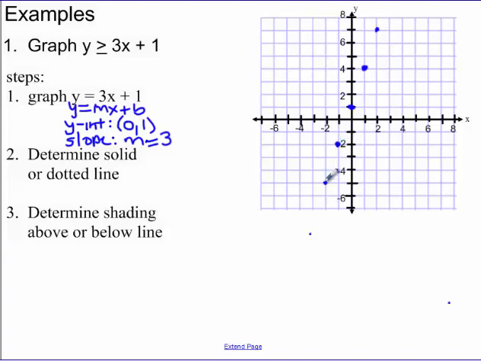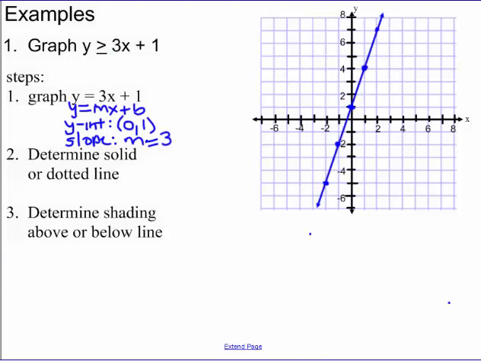Next, we need to determine whether we're going to use a solid line or a dotted line before we draw our line through the points. That's where we go back up to our inequality, and it's always with relationship to y. So y is greater than or equal to 3x plus 1. Since there's an equal to part, we are going to use a solid line.